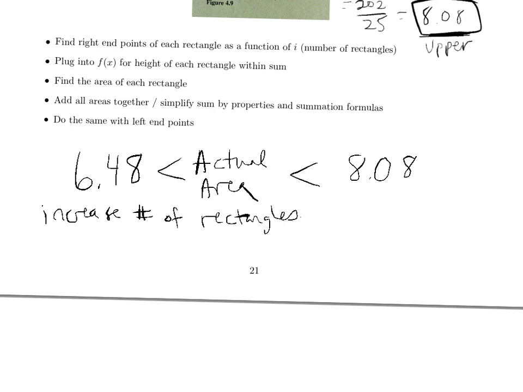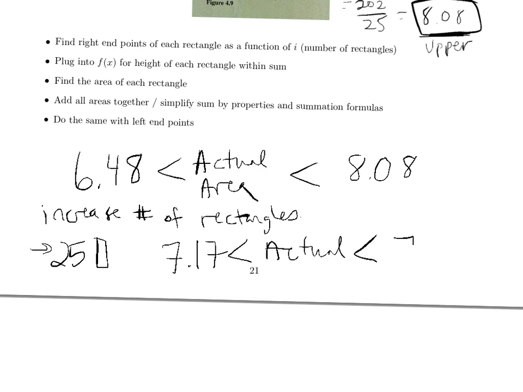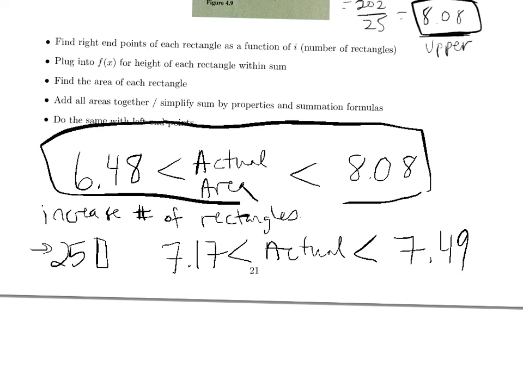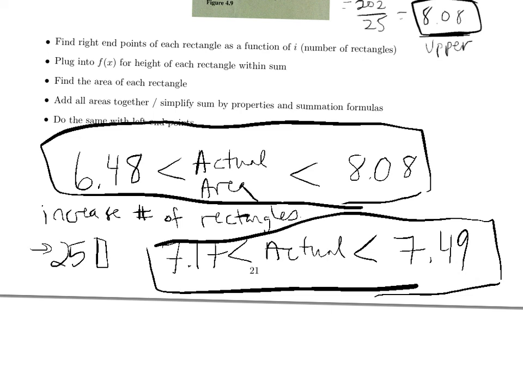But I will go ahead and tell you, if you increase to 25 rectangles, you find that the lower sum is 7.17 and the upper sum is 7.49, which is a much better range to deal with. Given the problem that we did here, we just know it's probably around 7, maybe 7.25, somewhere in there. This narrows it down quite a bit more. So as we increase the number of rectangles, we increase our closeness to the actual area.